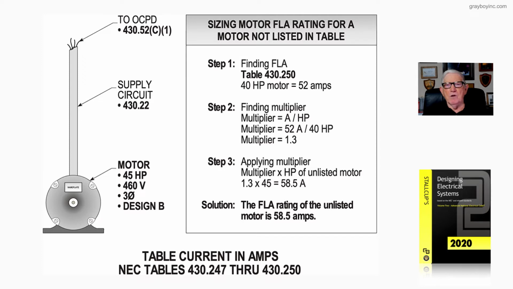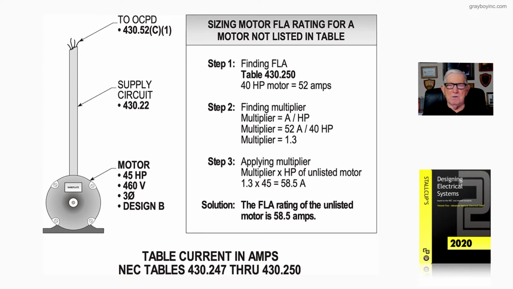Now, step one, a 40 horsepower motor is 52 amps, based upon 40 horsepower, 460 volt, three-phase. Now, step two, we take the amps, 52 amps in step one, divided by the horsepower, 40 horsepower in step one, and 40 horsepower into 52 amps, we have a multiplier of 1.3. Application of the multiplier in step three, we take 1.3 times the 45 horsepower rated motor in the illustration, and that motor would have a full load amp rating of 58.5 amps.